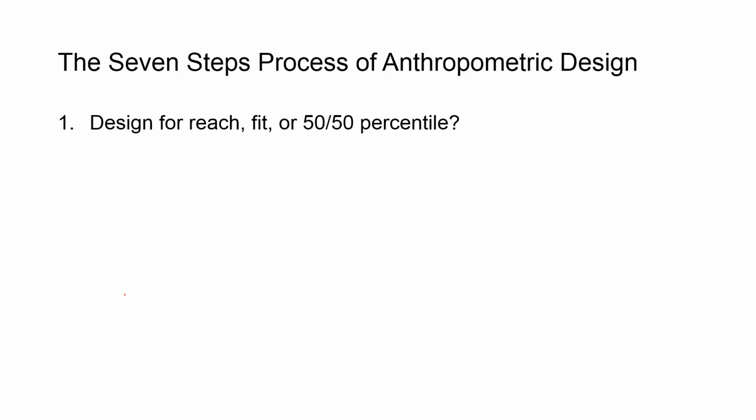Now, design for 50-50 percentile. This one is usually not for reach or not for fit. You try to accommodate the maximum number of people possible. Now, in all of these situations, you try to accommodate the maximum. Design for reach: if the smallest person can reach, the tallest person or largest person can reach too. If you can fit the largest person in the world, you can basically fit everybody. So in all of these cases, you're actually trying to fit the most people possible.